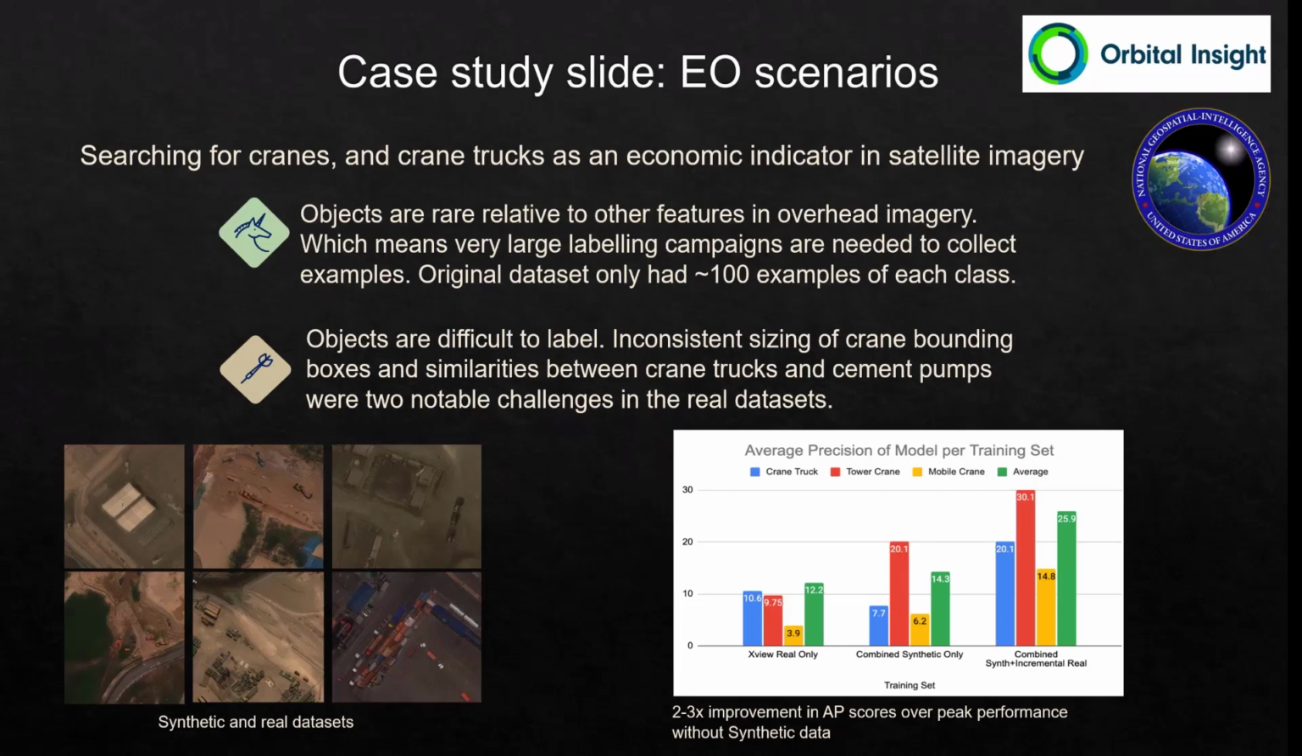In this case, with the National Geospatial Intelligence Agency and Orbital Insight, we conducted a study where we helped the customer search for cranes and crane trucks as economic indicators in satellite imagery. These objects are relatively rare compared to other features in overhead imagery, and labeling them can be really difficult for humans. The Orbital Insight case study was able to demonstrate that we were able to increase the average precision of model training by combining real and synthetic data, and it also demonstrated that overall we were able to reduce the total amount of data required to train AI.